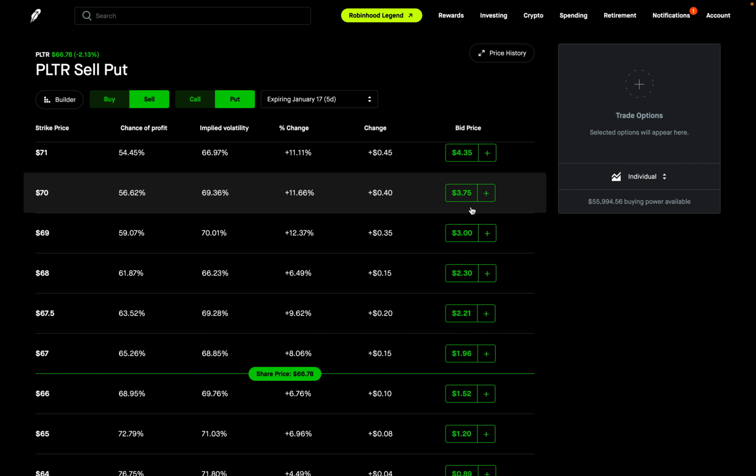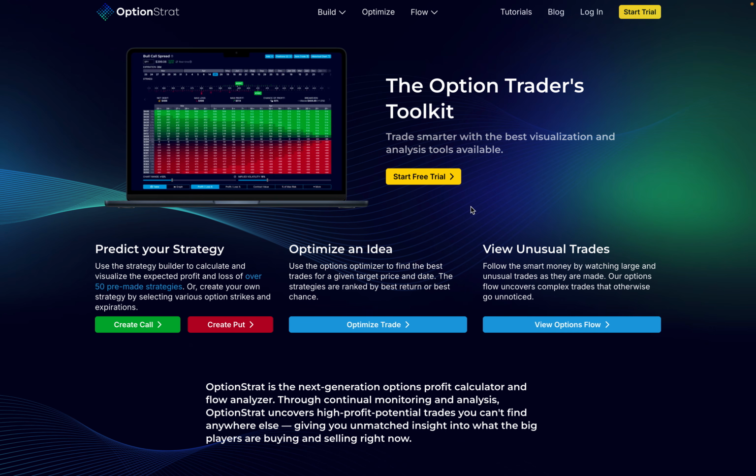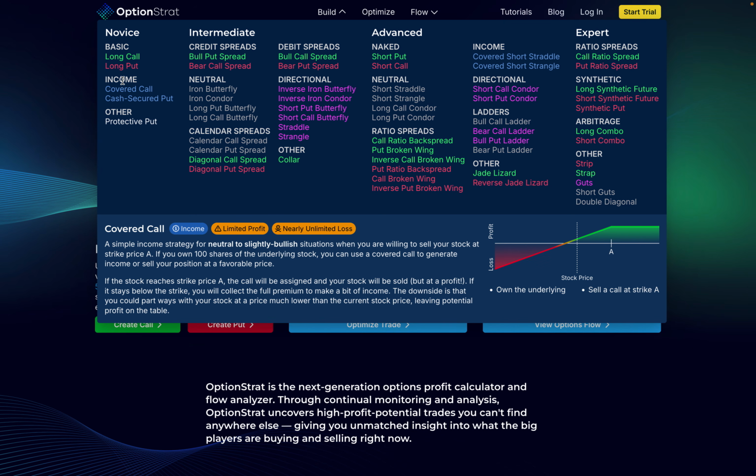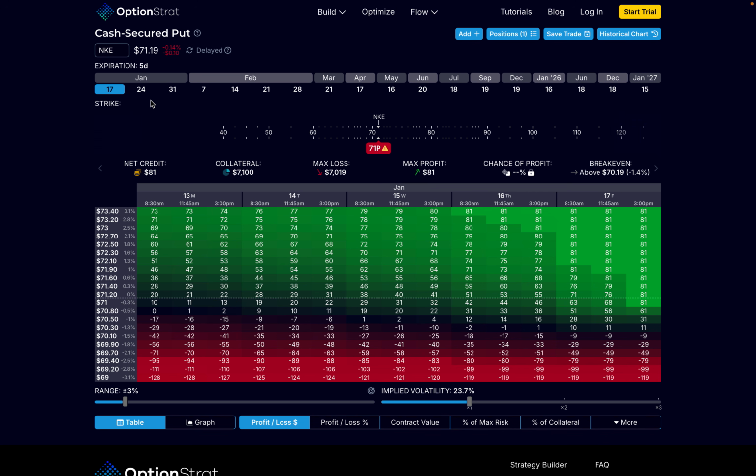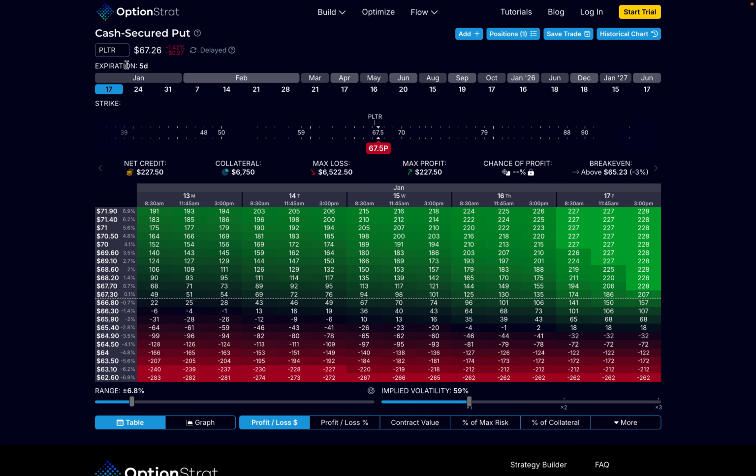To do that, I'm going to go over to OptionStrat. I'll put a link to OptionStrat in the description below. Really great options visualization tool. So I'm going to go to build here, and under income, I'm going to go to cash secured put. Then I'm going to type in the ticker symbol here, PLTR, for today's demo. And so we have our cash secured put here.